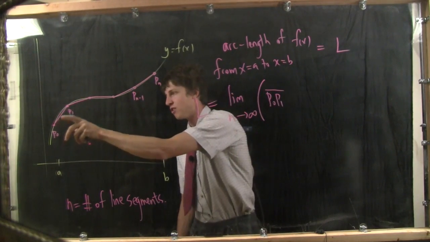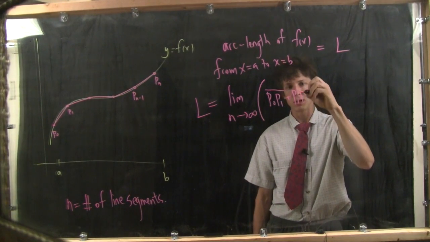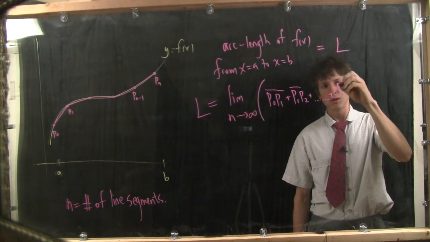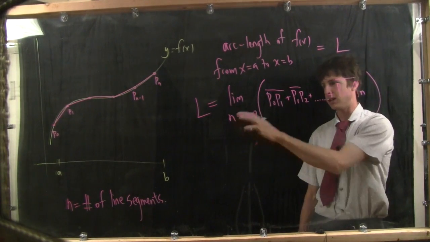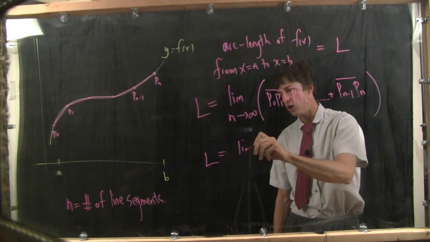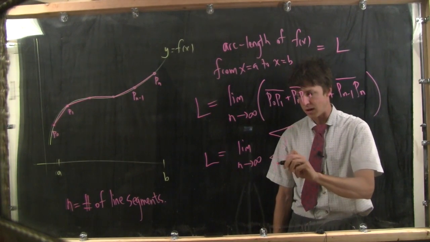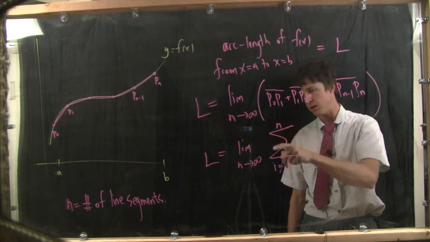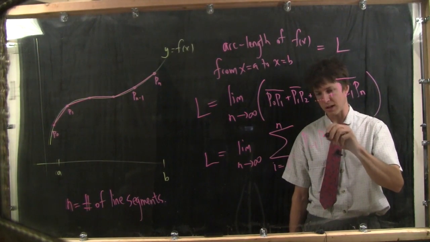I'll write the length of this first line segment as P0P1 with a bar over it, then P1P2 with a bar over it, and then we go all the way up to Pn minus 1 to Pn, that's the last one. And we take the limit of this as n goes to infinity. You can also, if you want, write this with sigma notation. This is the sum from i equals 1 up to n of the length of the segment from Pi minus 1 to Pi.